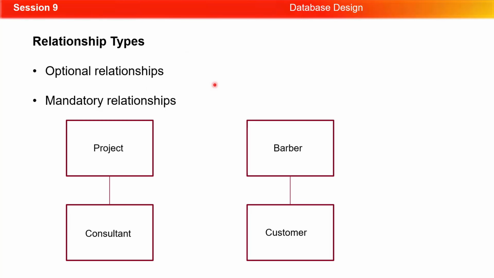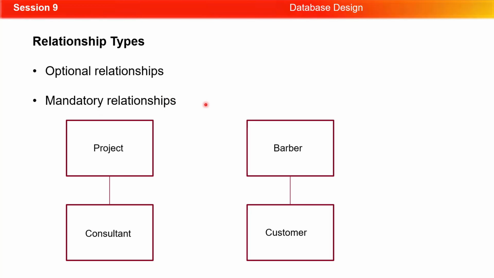With an optional relationship, the two entities may or may not interact with one another. So they don't require participation from one another. Here is an example, a project and a consultant. Not every project will have a consultant, and there may be times when a consultant doesn't have a project.